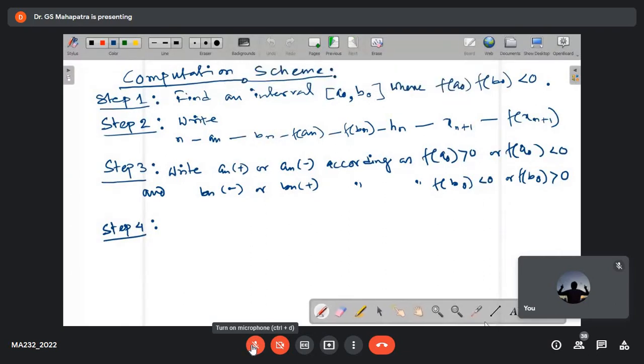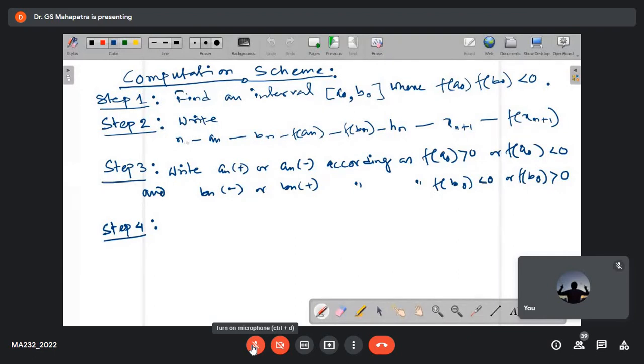So what we have to do, we have to find first an interval. So step 1, find an interval a0 comma b0 such that f of a0 into f of b0 is less than 0. You have already studied that one for the bisection method, you have found that initial interval, correct. Now earlier you have written very few entries, now here entries are more. That means that table.